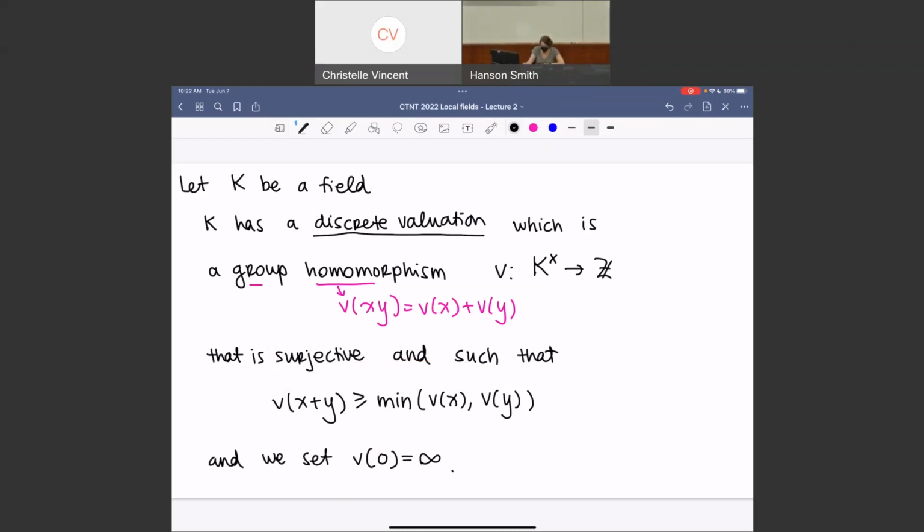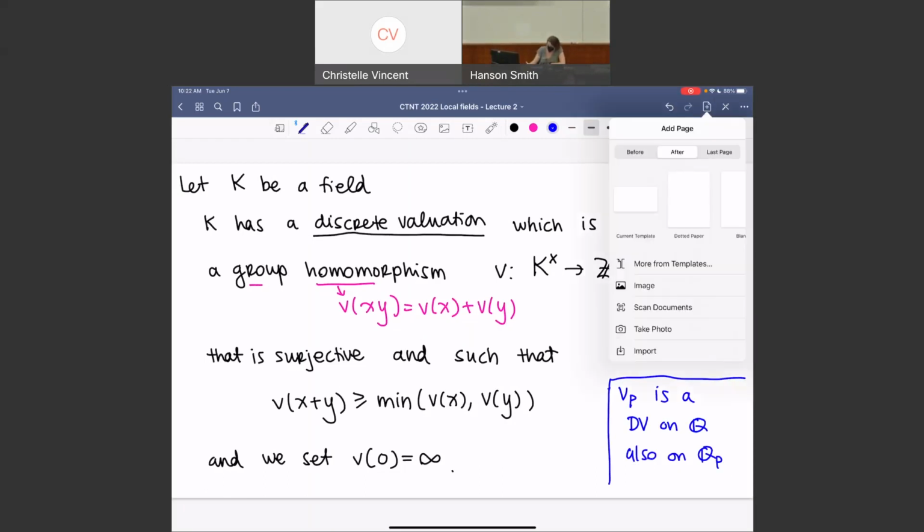And what I introduced last time, v_p from last time, is a discrete valuation on Q, also on Q_p, the p-adic numbers, right? So that was our example. That's how we started yesterday. So now we'll put ourselves in the general situation where we just have a field with a v.